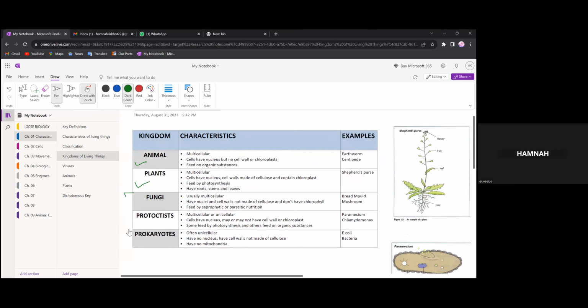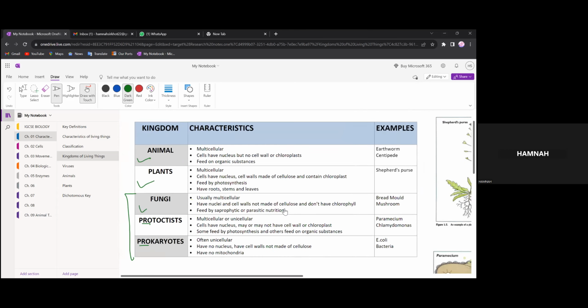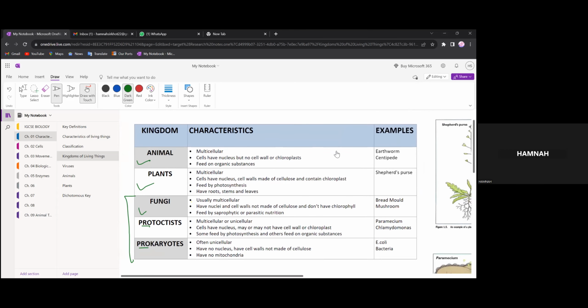For fungi, you can memorize fungi, but protoctista and prokaryotes are hard. These kingdoms are tricky and confusing, right? So if you find animals and plants easy, read the characteristics and then explain to me the similarities and the differences between these two.